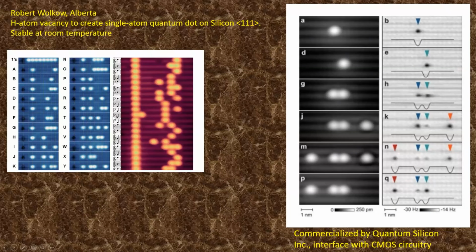Another system is using silicon. Now, silicon has advantages because the industry is used to working with silicon. And this is work done by the group of Robert Wolkow in Alberta, where they can form dangling bonds on the silicon. And these are actually used to form single atom quantum bits. This is just showing a device, which is these two dangling bond systems. It forms actually a device, and you have a 0 and 1 bit system shown over here.